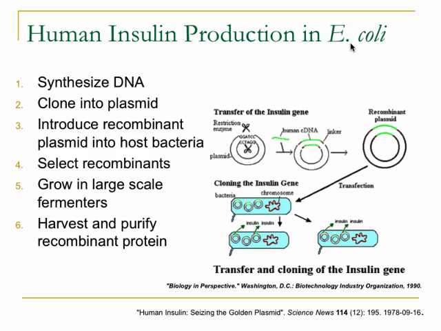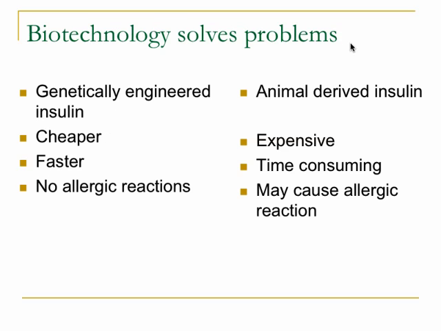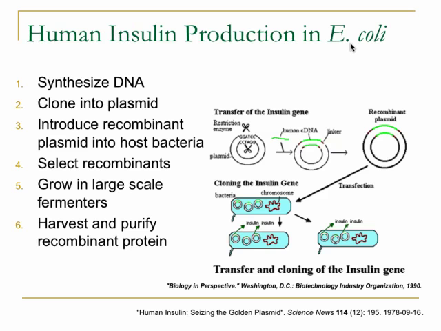So let's go over the process of how they actually did this before I go over the benefits. So the first step was to chemically synthesize the DNA. Okay, so they knew the sequence of the human insulin.